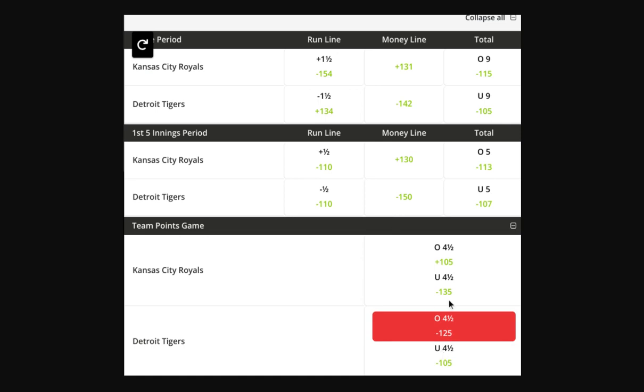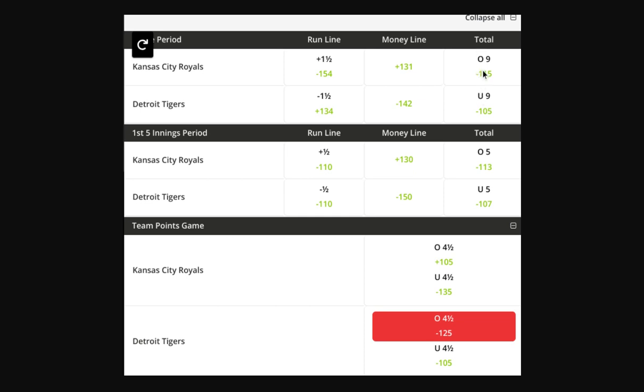Detroit Tigers over 4.5 minus 125. And again, if you think about this, it's almost the same as playing them on the money line, because if Detroit scores 5 runs, they're probably going to win the game anyway, because you can understand that by looking at the team total.